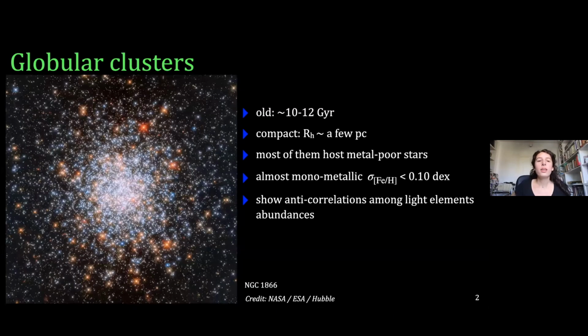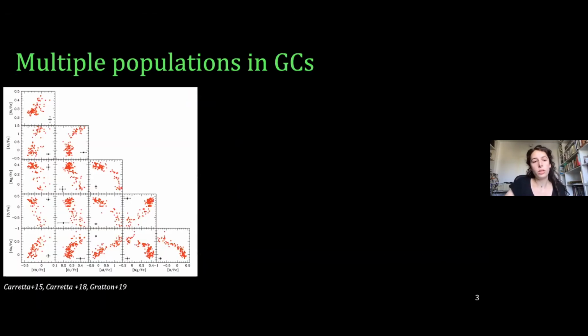As Asiyeh already told us, globular clusters are old and complex stellar systems, and from the chemical point of view, most globular clusters are monometallic, so the dispersion in the iron over hydrogen ratio is very small, less than 0.1 dex. But the most peculiar feature regarding globular clusters from the chemical point of view is that they show anticorrelations in their light element abundances. Here you can see some of these anticorrelations, and this discovery has led to the conclusion that globular clusters are hosting multiple populations.